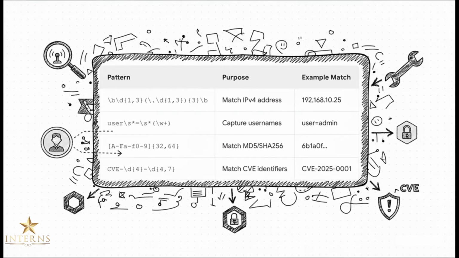Okay, let's make this real. Check out this table. Think of each of these patterns as a different tool in your kit. So that first one, that's your IP address finder. It's written specifically to pull out only an IPv4 address and nothing else. And look at the other ones. We can build patterns to snag keywords like failed, or to pull out a specific username, or even find a file hash or a CVE number. Each one is a precision tool designed to grab one specific piece of the puzzle.